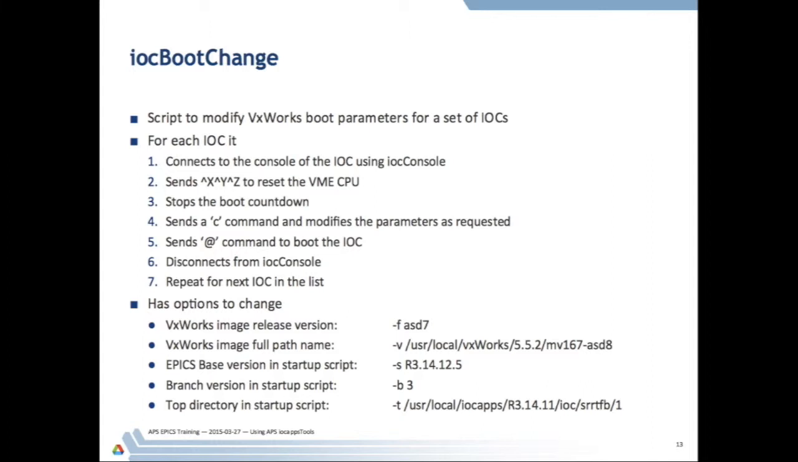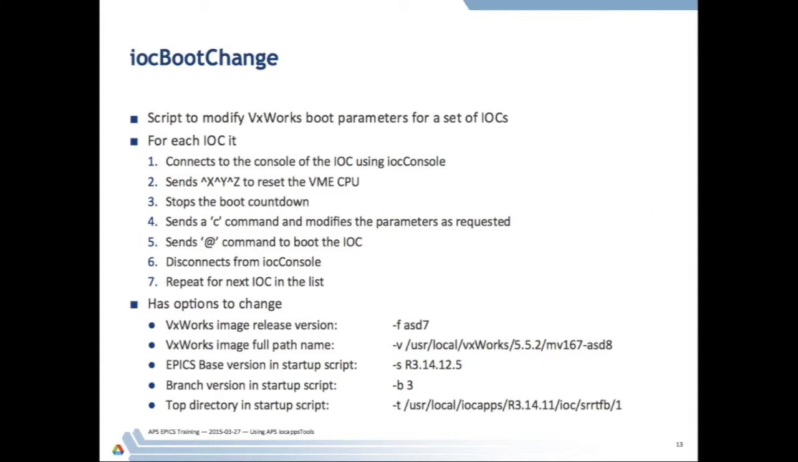Say I want to switch to a new version, a new internal release of a VxWorks image, so switch from ASD6 to ASD7 or something like that. I can use -F to switch that release version, or I may want to switch to a completely new path, VxWorks boot image path, so I can use -V to specify that path name. Obviously, you want to make sure that you only run IOCs that have the same CPU type, an OS version, when you're doing this.